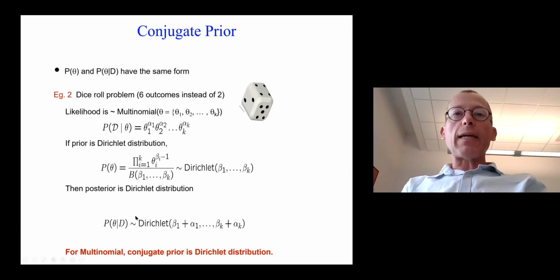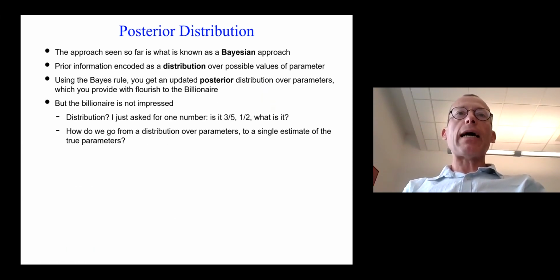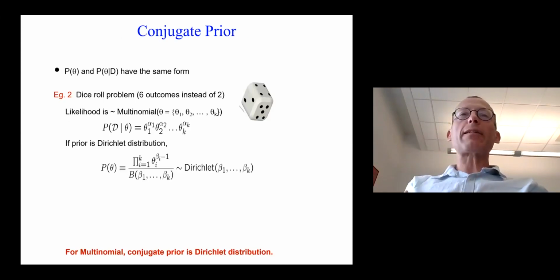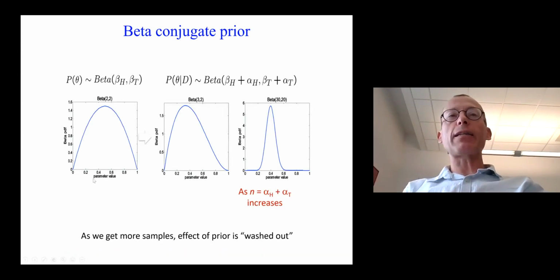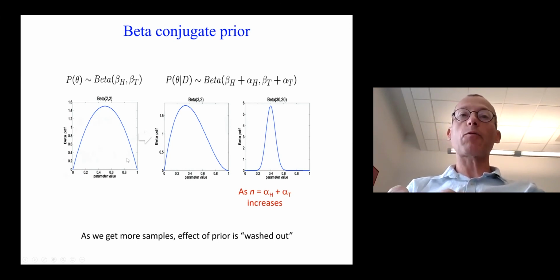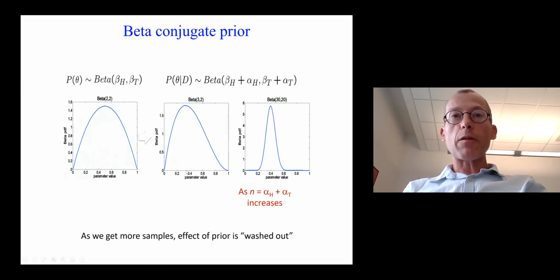Okay, so we are almost done. The main challenge is that what we got out of this whole discussion is a distribution. We get a distribution over parameters. Let's say these are parameters for heads. So this is the PDF of 0.2, 0.4, 0.5, and here, I don't know, 0.3 and so forth.